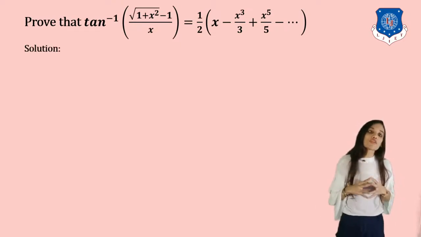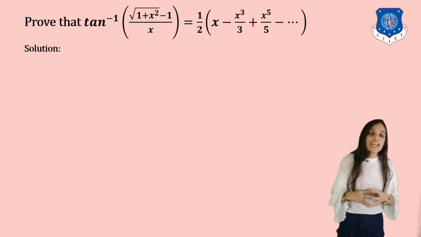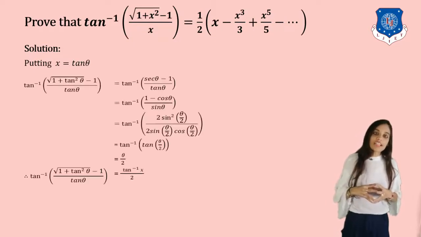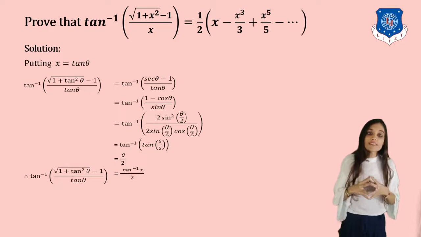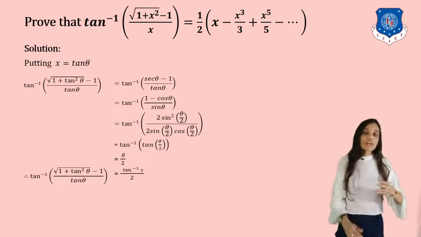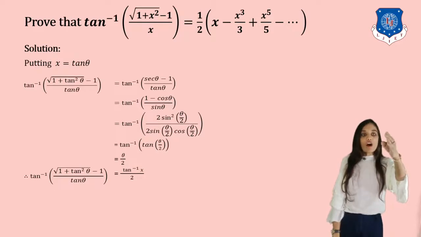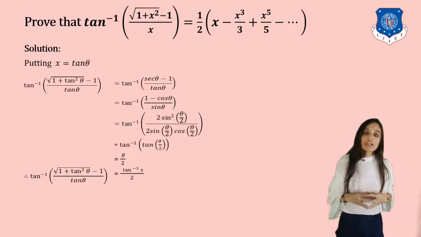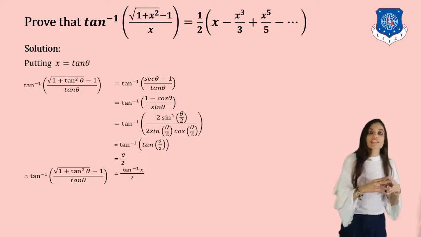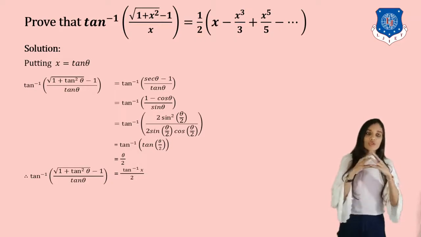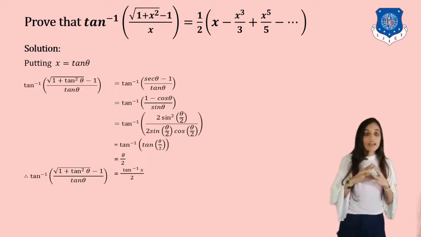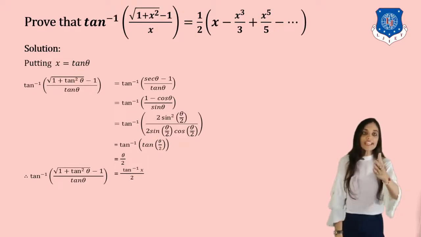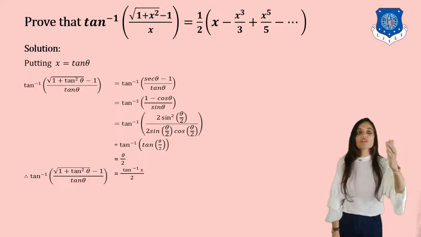So in the beginning of the proof, we will assume x is equal to tan theta, that is theta is equal to tan inverse of x. So let us begin with the solution by replacing x by tan theta. So on replacing, tan inverse of square root of 1 plus tan square theta minus 1 upon tan theta. Now we all know square root of 1 plus tan square theta will be equal to sec theta. So sec theta minus 1 upon tan theta. Now we will convert all the terms in the bracket in sin and cos. So tan inverse of 1 minus cos theta upon sin theta.